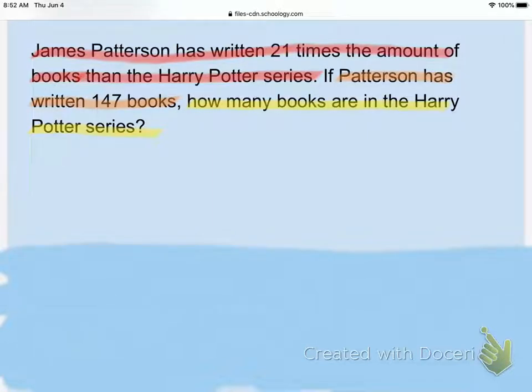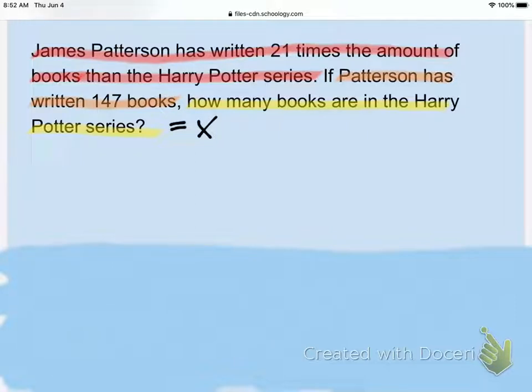Which is our unknown? The red, the orange, or the yellow? I see Fernando says yellow, Jasmine says yellow, exactly. It's asking our question. Isis says yellow, Izzy says yellow. It's asking that question, how many? How many means we don't know. It means X, right? So, how many books are in the Harry Potter series?